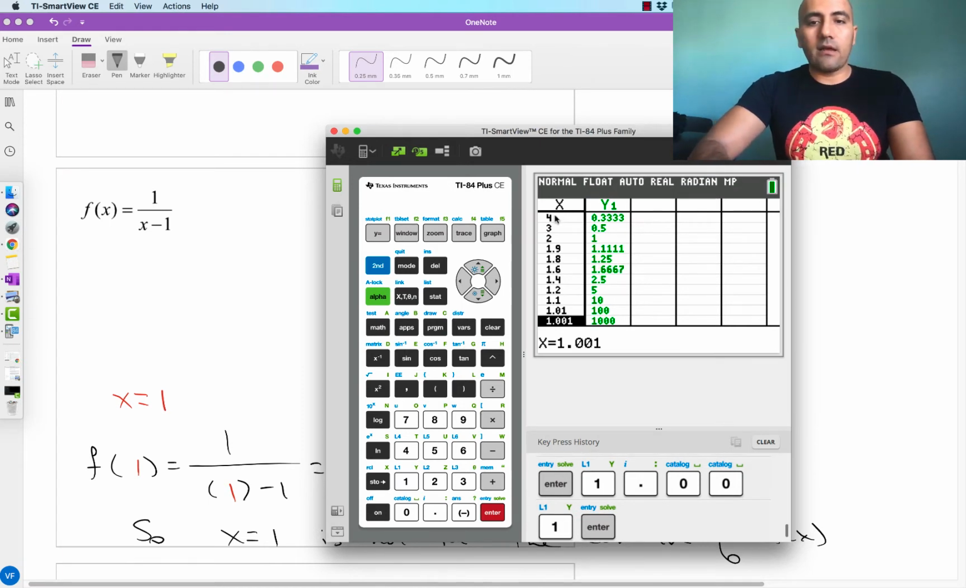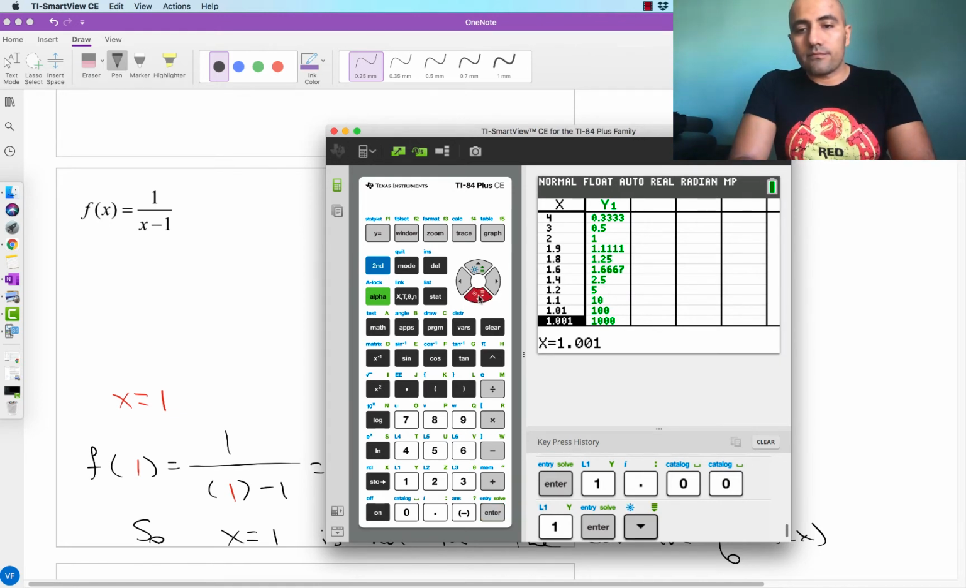When we started at the input value of 4, we got that decimal, 0.3333. When we let x equal 3, we got 0.5. When we let x equal 2, we got a 1. And then as we got closer and closer to 1, but always approaching it from the right-hand side, we see that the output values begin to grow out of control. The closer we get to 1, the larger these values are going to get as we approach from one direction.